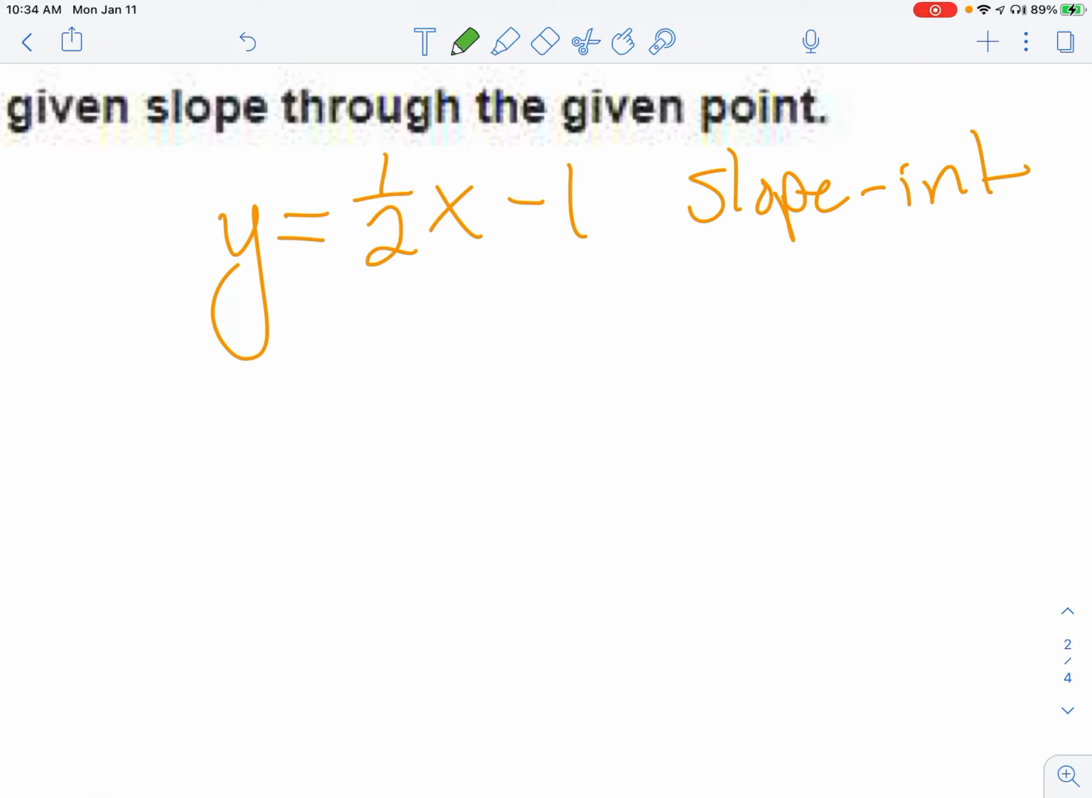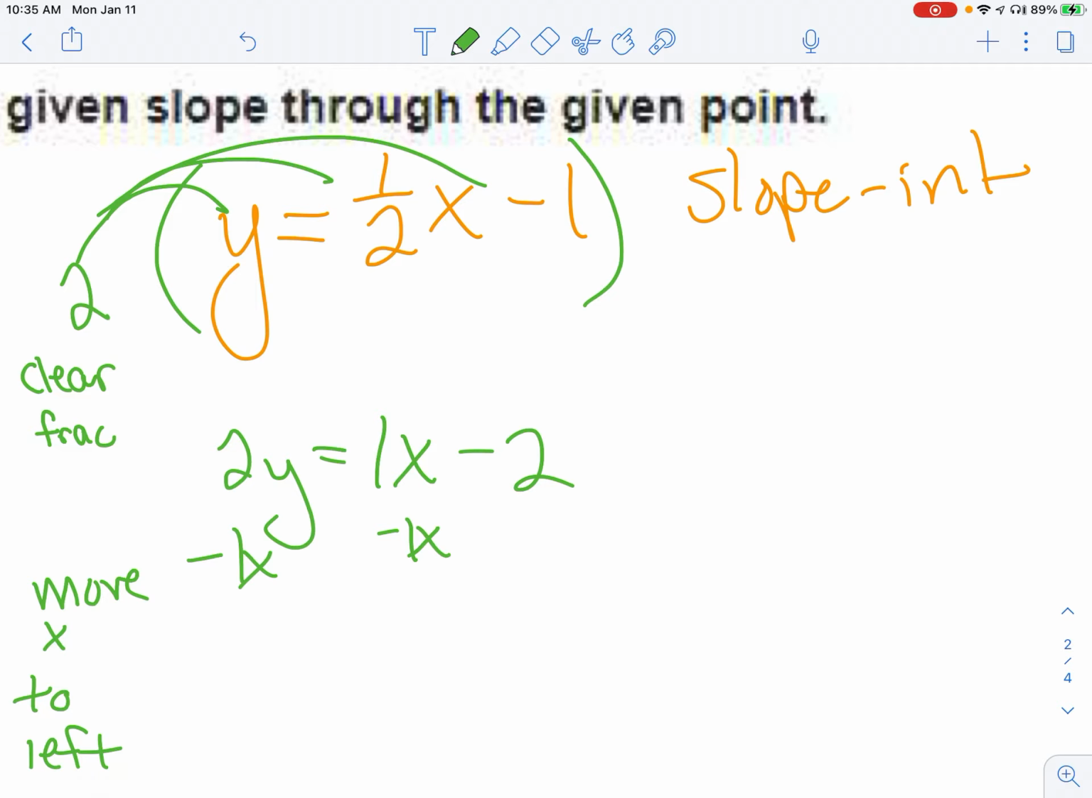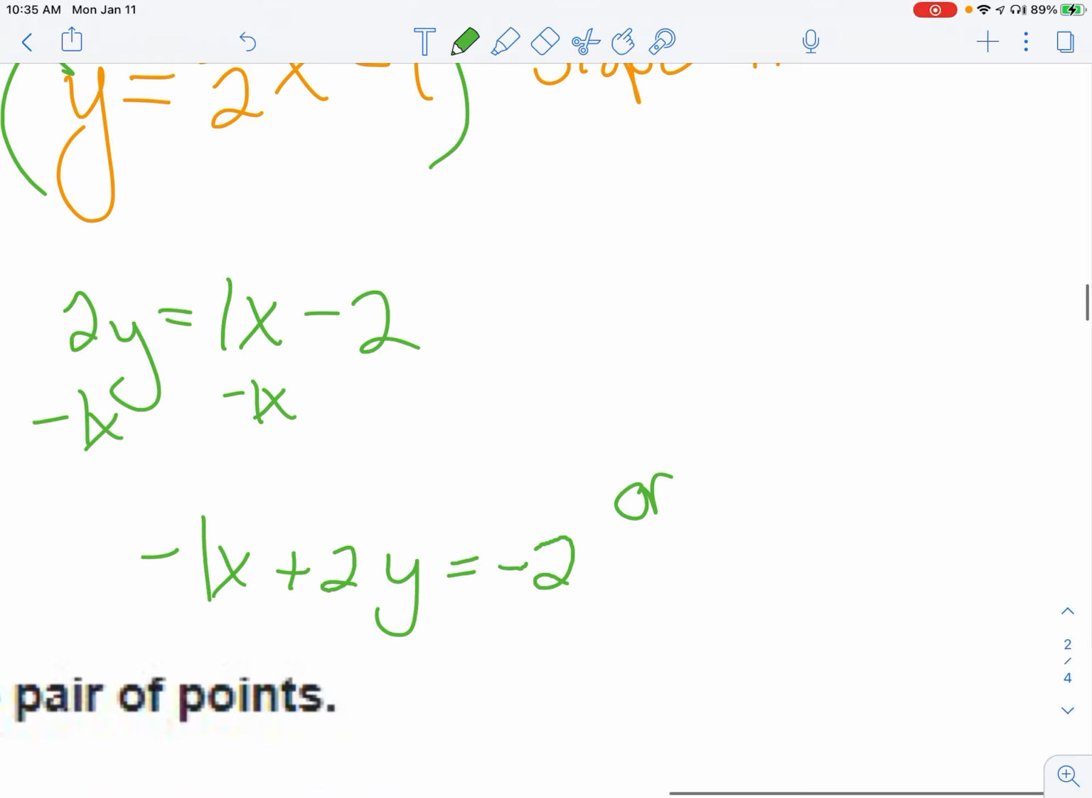Standard form means you need to clear the fractions. So I need to multiply everything by 2 to clear the fractions. So it's going to be 2y equals, not 1/2 anymore, just 1x minus 2. I'm multiplying everything by 2 to clear the fractions. This is how you get into standard form. And I need to move my x over, so move x to the left. So it's negative 1x plus 2y equals negative 2. The only other thing you might see is they might change all your signs on you. So they might do positive 1x minus 2y equals positive 2. Those are in standard form.